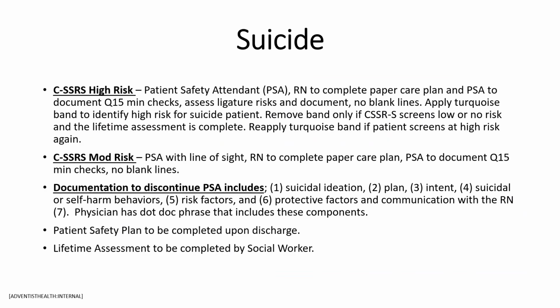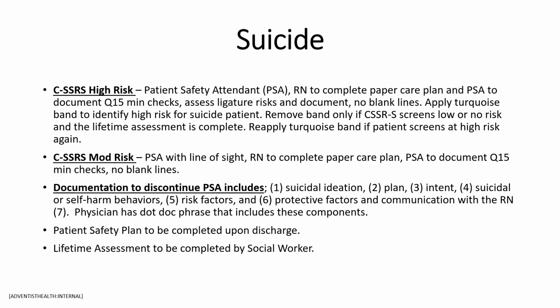Now let's talk about the CSSRS suicide risk patients. If a patient is at high or moderate risk for suicide, a patient safety attendant, or PSA, needs to document 15-minute checks. If the patient is at high risk, this will need to be done at the bedside. If the patient is at moderate risk, the PSA can be in line of sight. Both high and moderate risk will need a paper care plan done. A patient safety plan needs to be completed upon discharge.